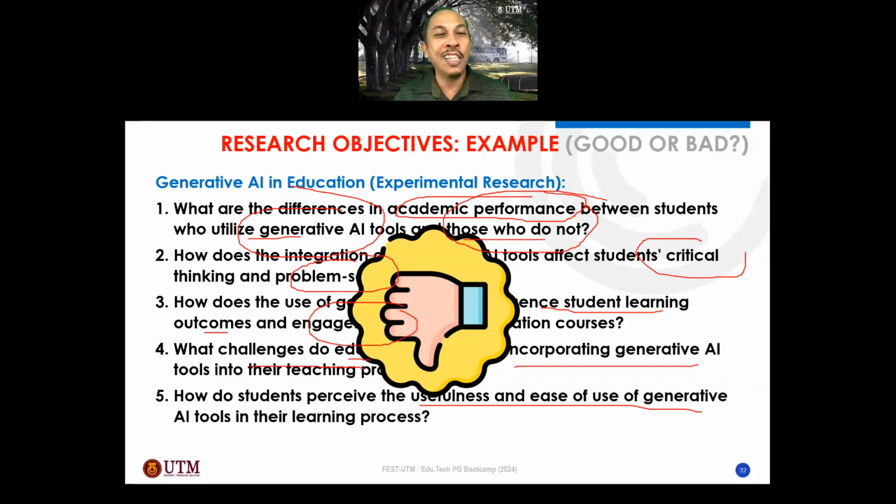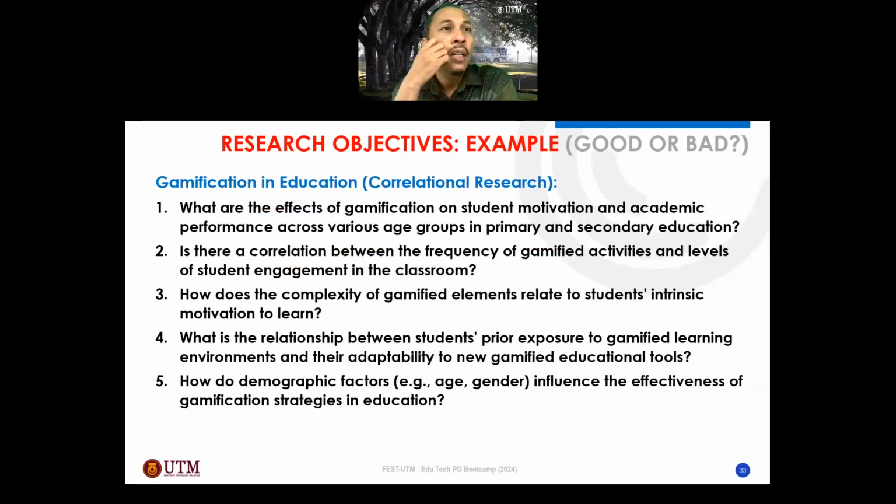This is nobody's research. I just used ChatGPT to give me a few suggestions on research objectives, and then I selected from those and tried to mix and match to become something like this. So this is not research from anybody, any of your friends. Okay, this is another example. This is gamification in education, and this is a correlational research. Same thing, yeah? Think about the focus and whether it's a good research objective or not.